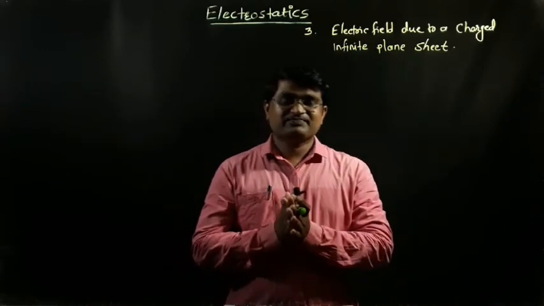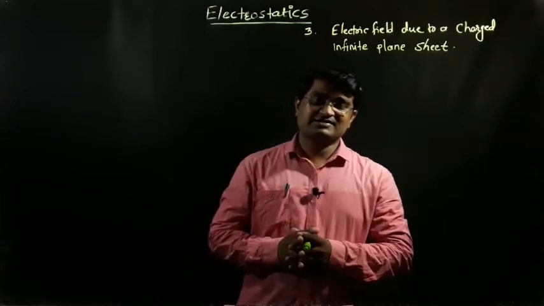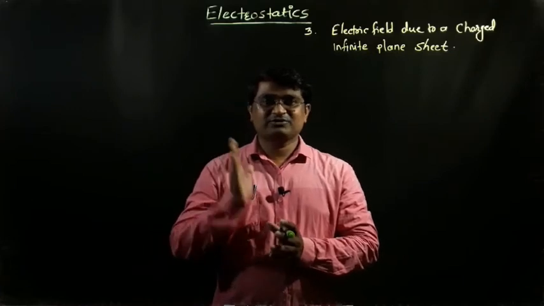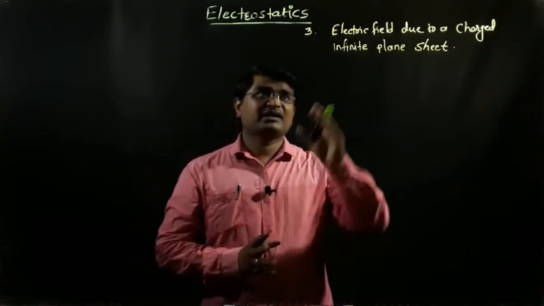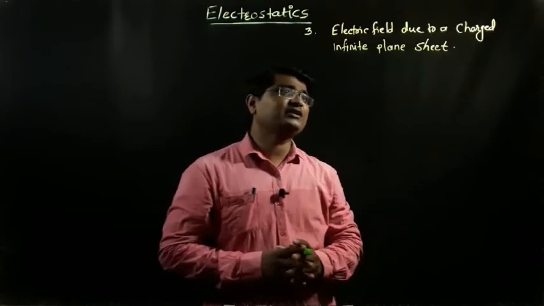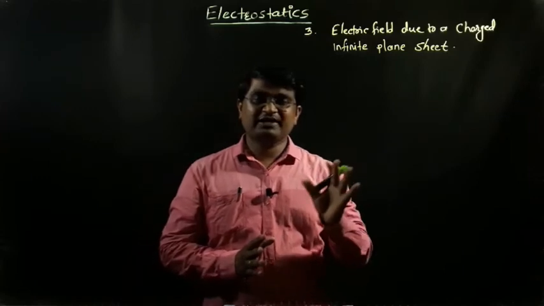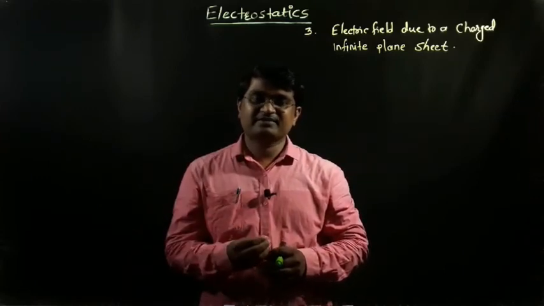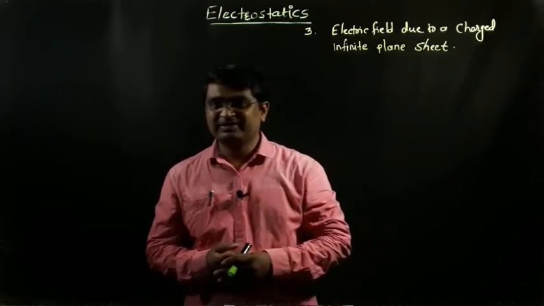So friends, in the last lecture we discussed electrostatics and the first and second applications of Gauss law, which we have already determined. Today we will discuss the third and remaining application of Gauss law, that is, the electric field due to a charged infinite plane sheet. We can find the electric field at a given point around a sphere, around a wire, and then we will discuss the plane sheet.